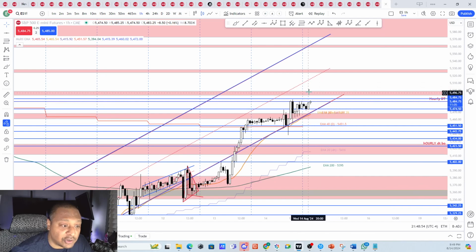Again, as we are going up, we need to keep in mind where the 1 hour chart is meeting this midpoint of the channel. And if we are getting rejected from there, that may be a very good area to take profit as well.